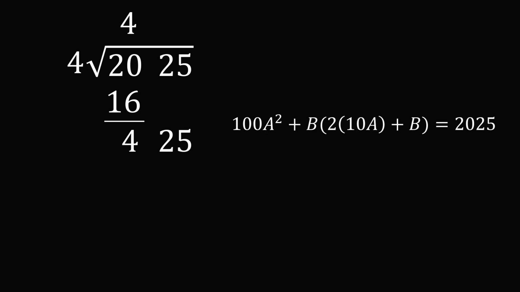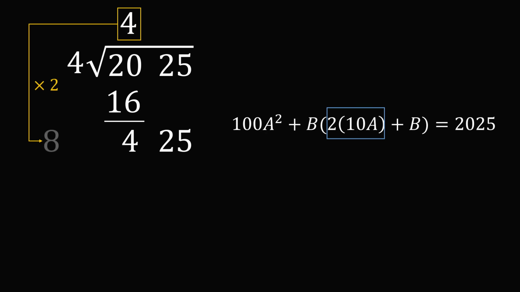But what is remaining once we have 100a squared? Well, we have 2 times 10a. And this is why we double the previous result. So this is 10a, and we are going to double that to get 80. What do we do from there? If the next digit is b, we are adding b. So here we have 80 plus b, which is 8b.